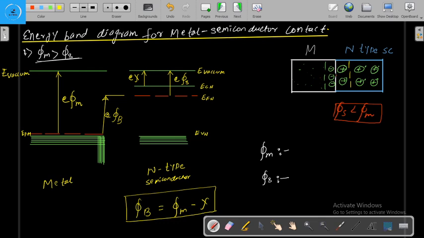So we have seen that when we keep the metal in contact with the n-type semiconductor, the depletion region will be formed toward the n-type semiconductor, and hence there will be a positive voltage here and a negative voltage here, and a built-in electric field will exist from here to here. Now we see the energy band diagram when the metal and the n-type semiconductor are in contact.